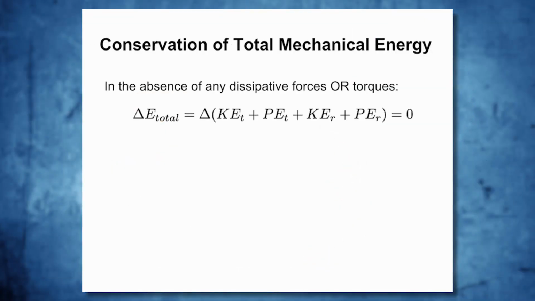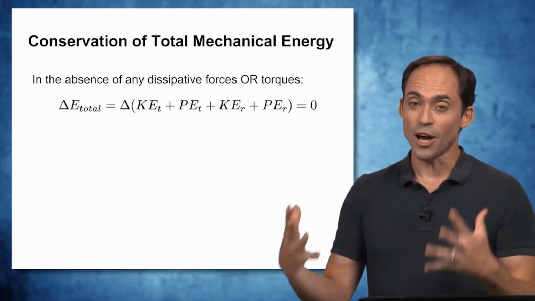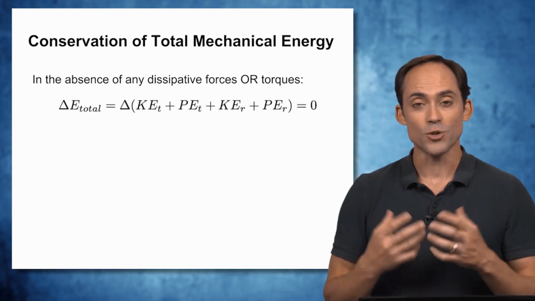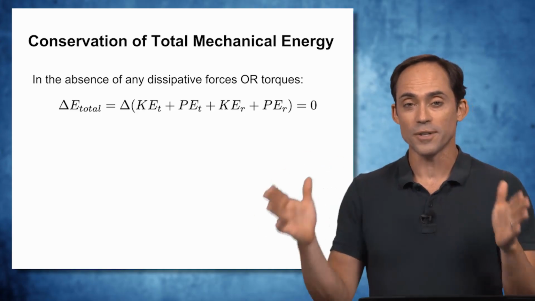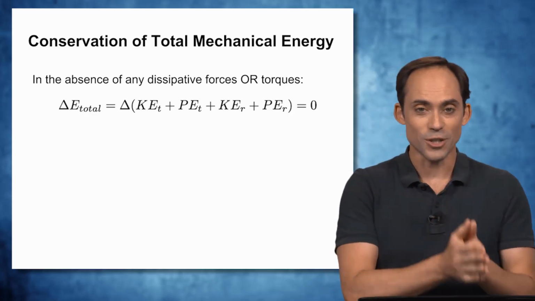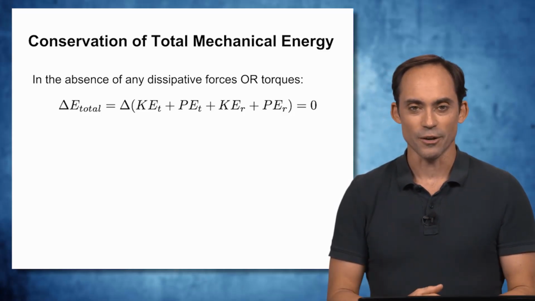Now recall for translational energy, we also looked at the total mechanical energy as the sum of the translational kinetic and translational potential energy. Now we've got these other terms for energy in rotation. So we have to redefine our total mechanical energy as the sum of all of these terms: kinetic energy of translation, kinetic energy of rotation, potential energy of translation, and the potential energy of rotation. All of these add up to be the total mechanical energy.